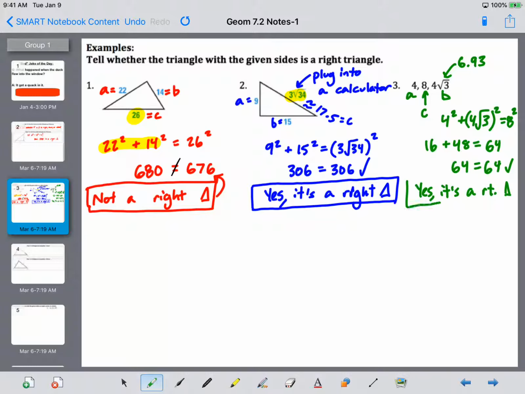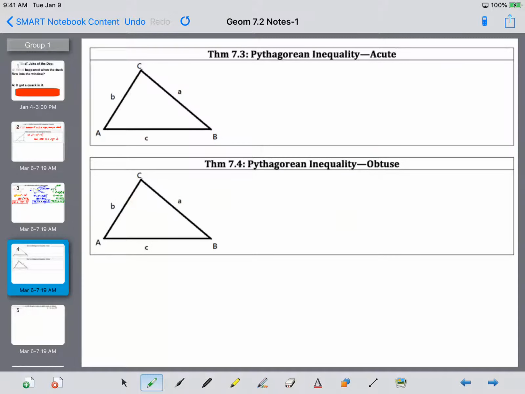All right, so as long as you can prove that the Pythagorean theorem works for the side lengths, it has to be a right triangle. All right, now there are two theorems that kind of stem off of this idea. And the first one is called the Pythagorean inequality for acute triangles. And what that tells you is that if the hypotenuse squared is less than a squared plus b squared, then triangle ABC is acute.